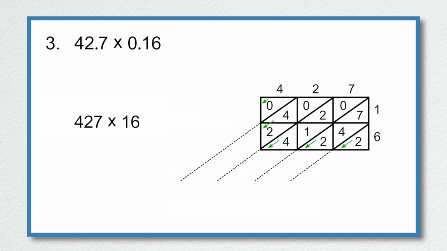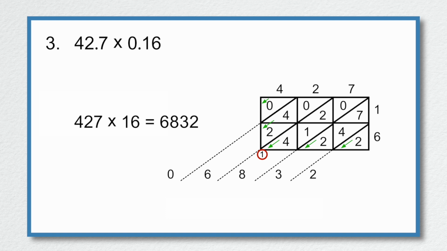Starting with the first diagonal in the bottom right hand corner, we just have 2. Adding up the next diagonal, we have 2 add 4 add 7, which is equal to 13. We write the 3 down and carry the 1 into the next diagonal. We have 4 add 1 add 2 add 0. Add the 1 down here, which is equal to 8. And in the next diagonal, we have 2 add 4, which is equal to 6. And then there's a naught in the final diagonal. So we've got 6,832. And that's the answer to 427 multiplied by 16.